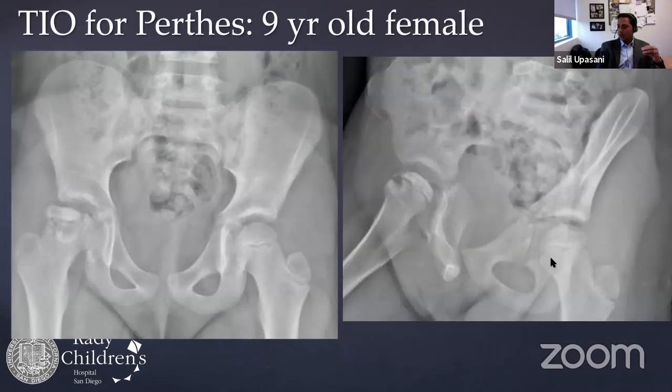So this is a third case. If Venkat could comment on this case. So, an older patient now, a 9-year-old female. My approach was obviously a triple, but I'd love to hear your thoughts on how you would approach this case and how you would treat this patient.